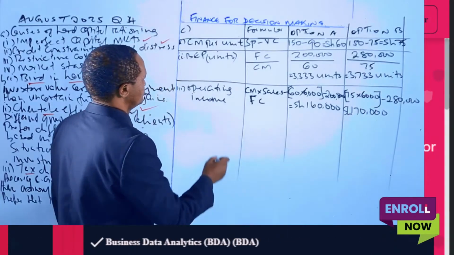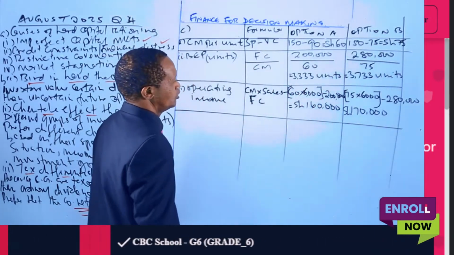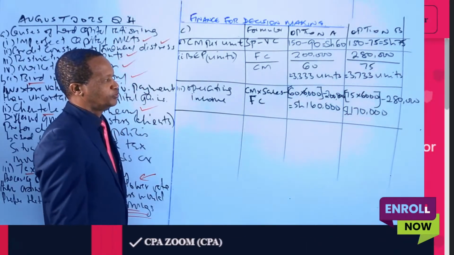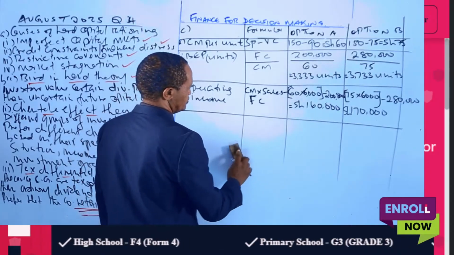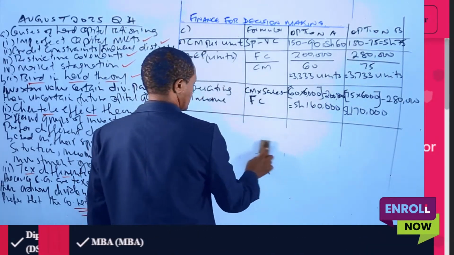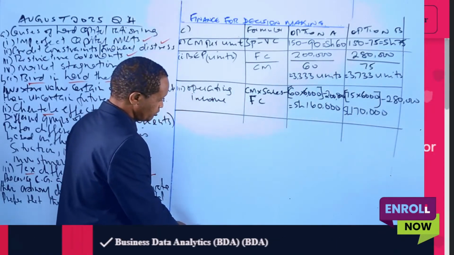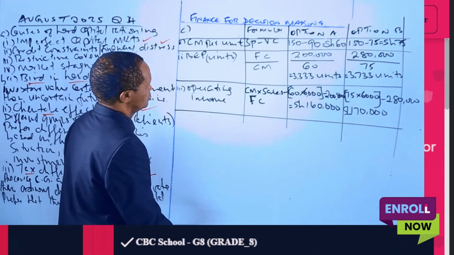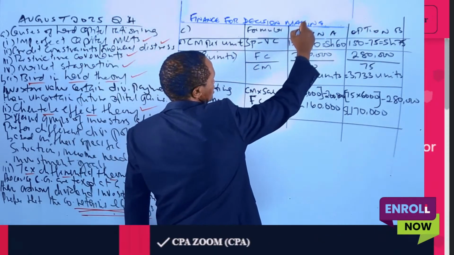Operating income, option A, 160,000, option B, 170,000. I'm moving on well. Are you following, candidates? You need to memorize the formula. For you to be able to answer such a question, you have to have this formula in your head.